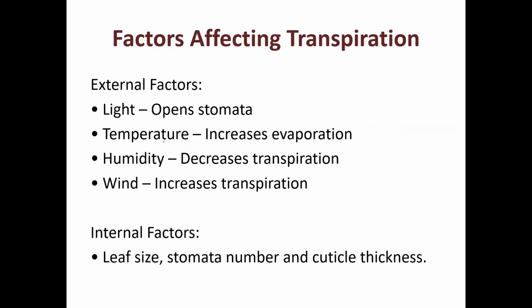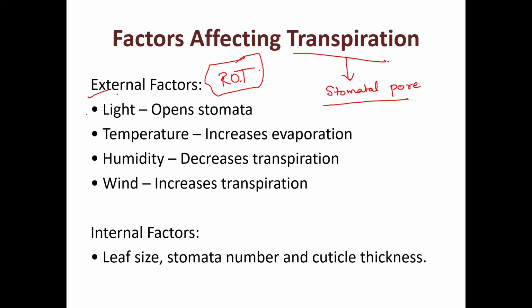Now, let's deal with factors affecting transpiration. We already just discussed transpiration. It's a mechanism of loss of water in the form of water vapor through the stomatal pores present on the leaf. So what are the major factors that affect the rate of transpiration? External factors are light, temperature, humidity, and wind.